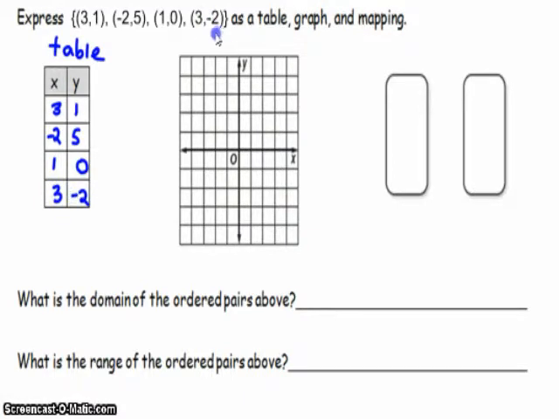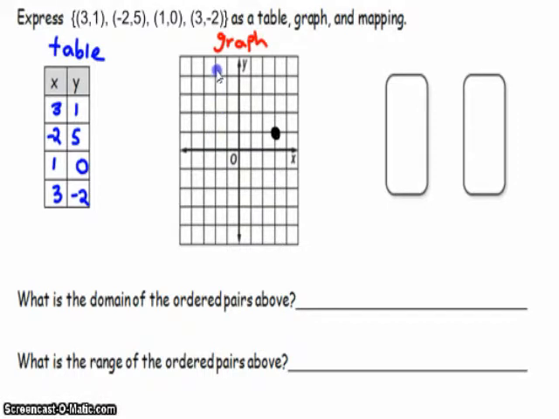Now when we go to the graph, we're going to plot these coordinates. Remember, the first number in your ordered pair is the x-coordinate. That represents the horizontal placement, so left and right movement. The second value is the y-coordinate. It represents the vertical placement, up and down movement. So I have 3, 1. So I'm going to go right 3, up 1. The next one is negative 2, 5. So that means I'm going to go left 2, up 5.